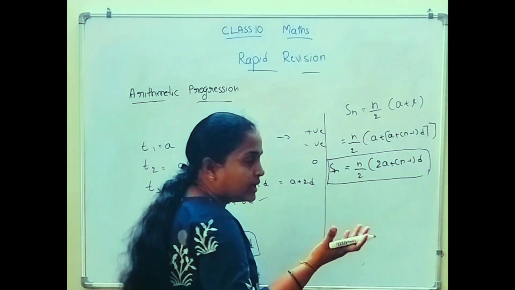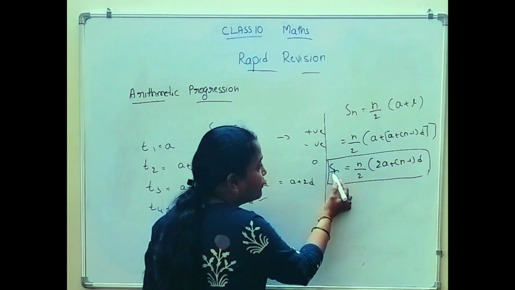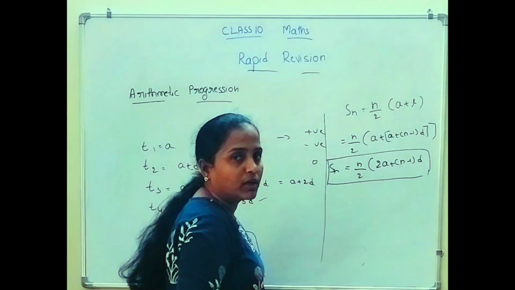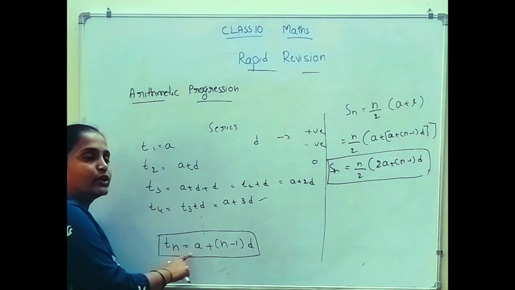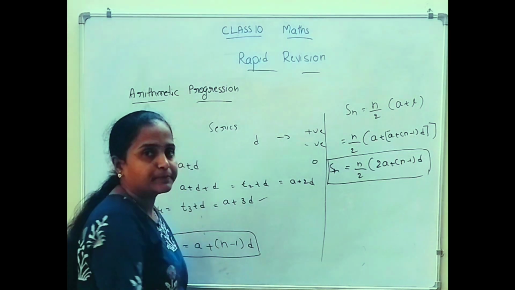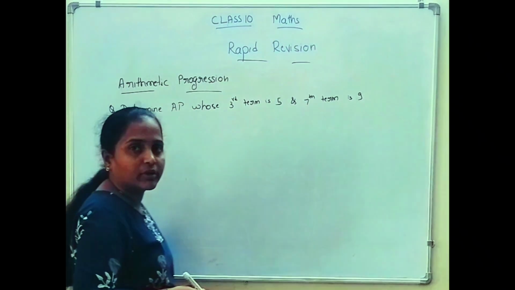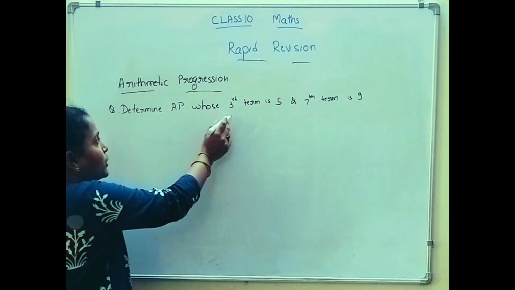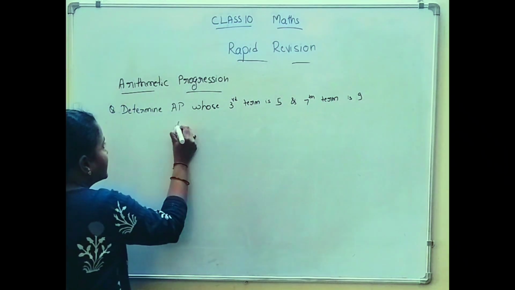What is Sn? Sn is the sum of the n terms. So n can be anything: 2, 5, 6 or any number given. So if they ask to find the sum of the n terms, we have to use this formula. If they ask for the nth term, we have to use the other formula. Let's take an example to understand these.